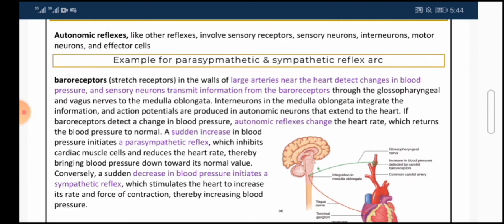Then, either a parasympathetic or a sympathetic reflex is going to control the action. For example, a sudden increase in blood pressure would increase a parasympathetic reflex. Remember, parasympathetic leads to decrease in heart rate, so increase in blood pressure requires reduction of heart rate, so that bringing blood pressure into normal value.